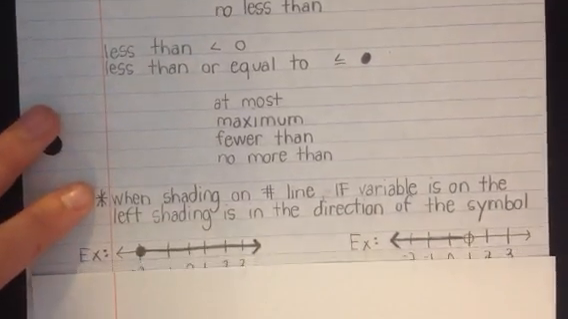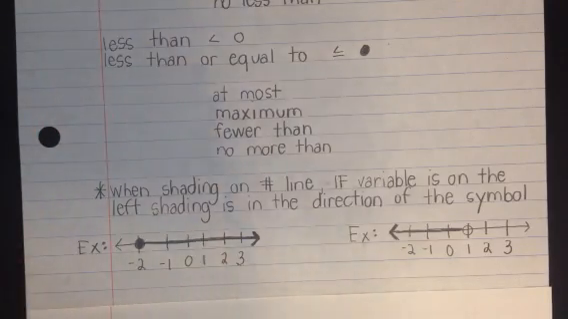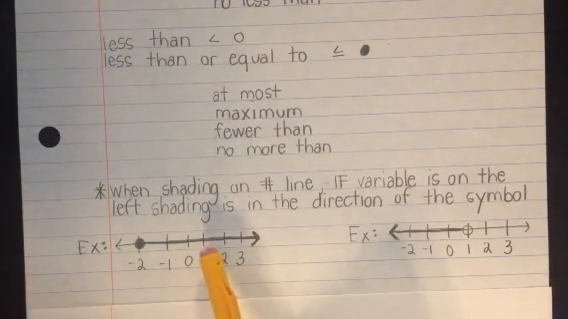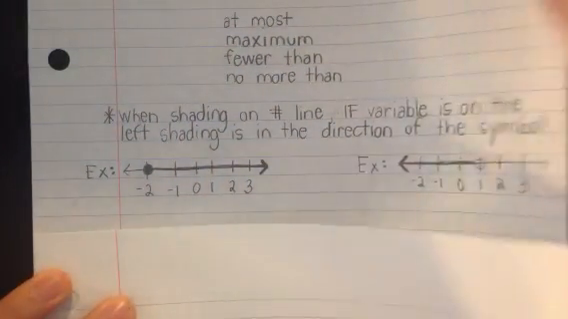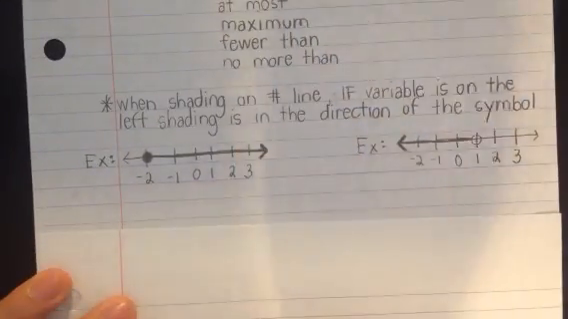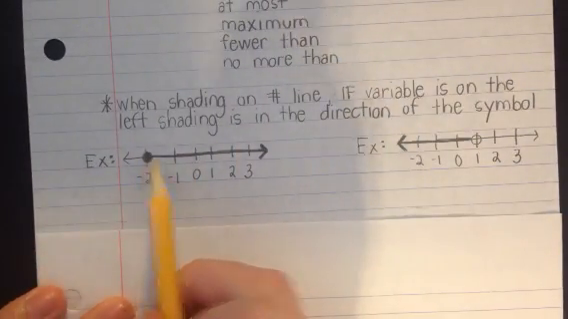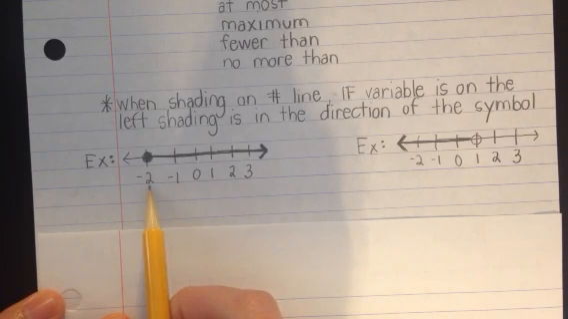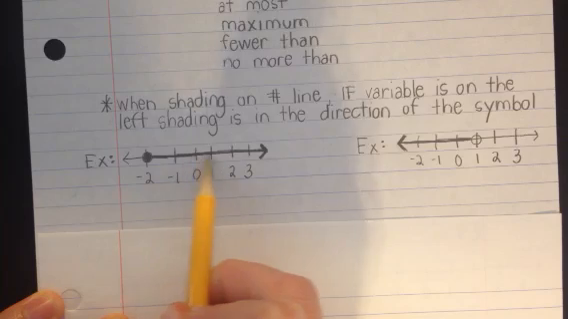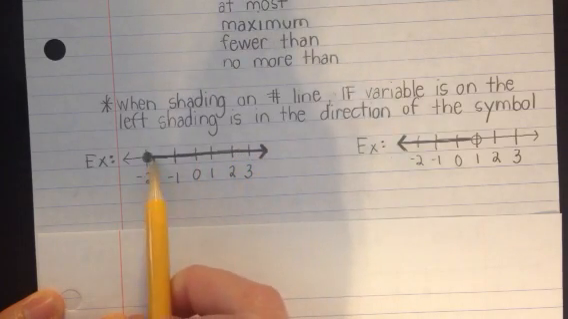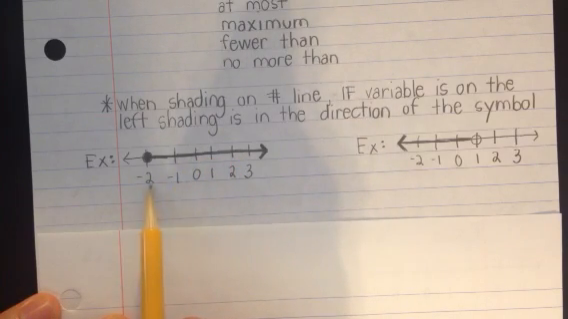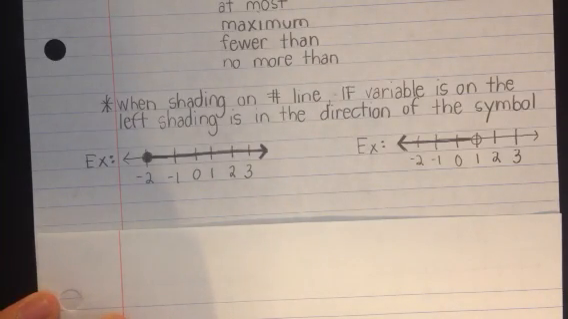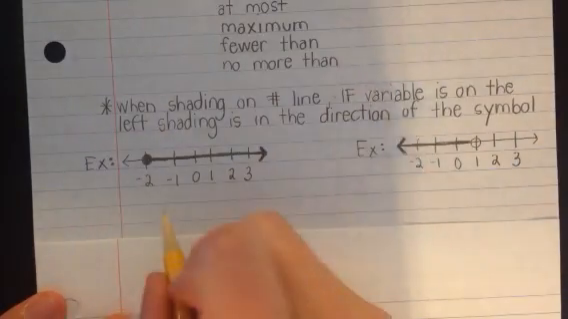All right, let's look at our first examples. Okay, so given this number line, let's write an inequality. So looking at the number line here, we've got a closed circle over the number -2, and the shading is heading to the right, okay? The shading is heading to the right. These values as you go to the right are doing what? From -2, -1, 0, 1, 2, 3. Those values are increasing.